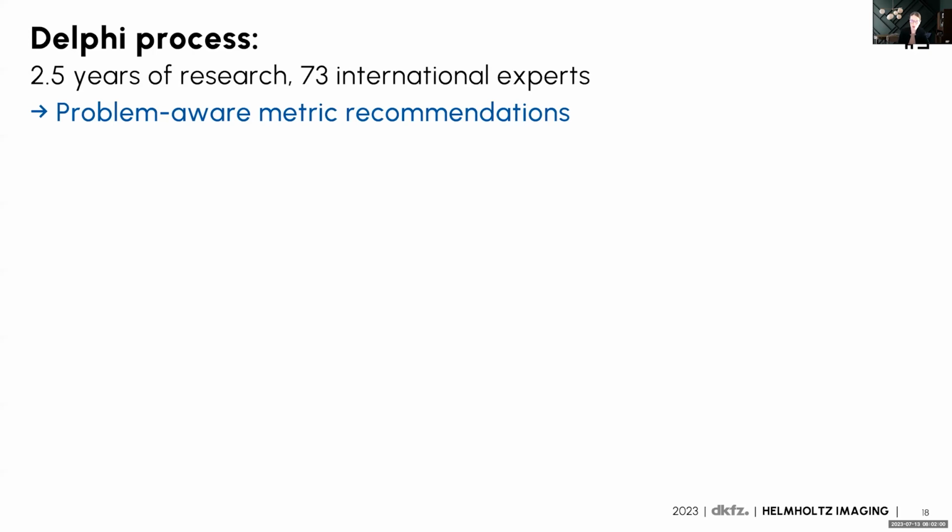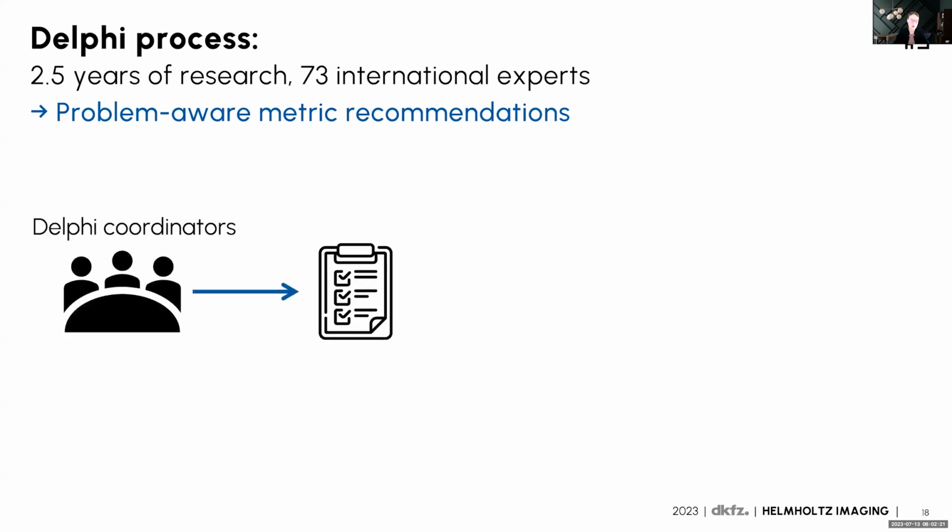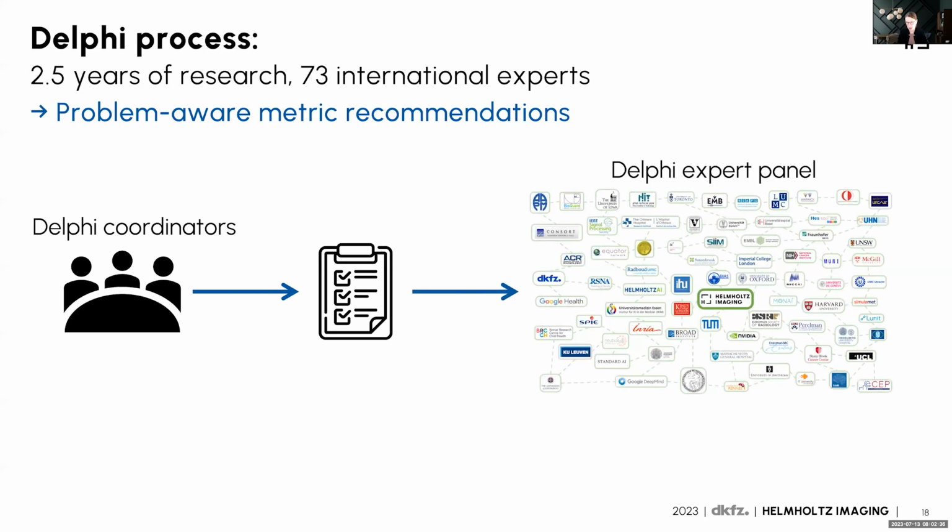We wanted to come up with a problem-aware metric recommendation framework. We put 2.5 years of research into this with this very large international effort with more than 70 experts, and we used a Delphi process as a methodology. So we somehow needed to coordinate all of the different expertises. So we had a small group of coordinators. We were making some proposals like which metrics to use, which decision trees, what are the pitfalls that we need to take care of. We put this into a survey and gave this to the expert panel.